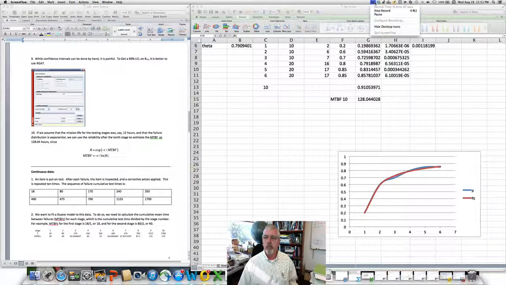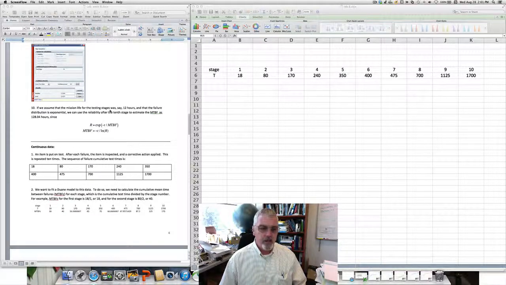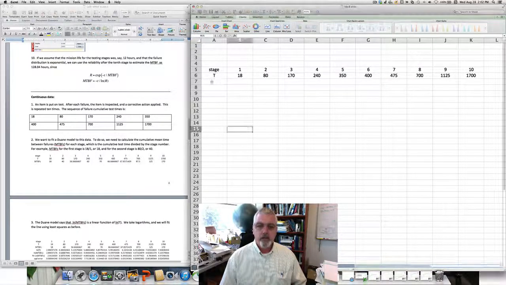Let's move on to continuous data. As you can see on the lab sheet, we're looking at some items that are put on test. What happens is the item is put on test until it fails, the time is recorded, an improvement is made, and either a new item or the same improved item is put on test again until the next failure. And so we have this series of 10 times representing times between failures. We want to fit a Duane model to this. To do that, we need to calculate the cumulative mean time between failures, which is the cumulative test time divided by the stage number.